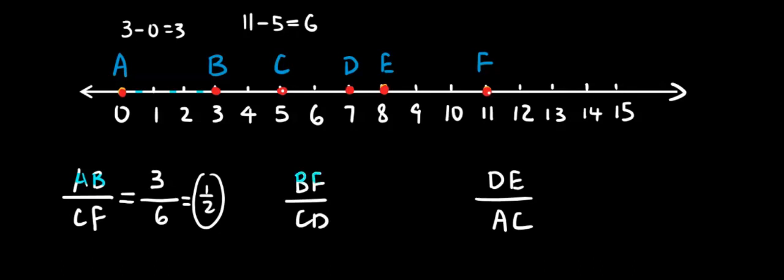We're looking for BF to CD. B is 3, F is 11. Therefore, we have 11 minus 3. That is distance. Let's put in the absolute value.